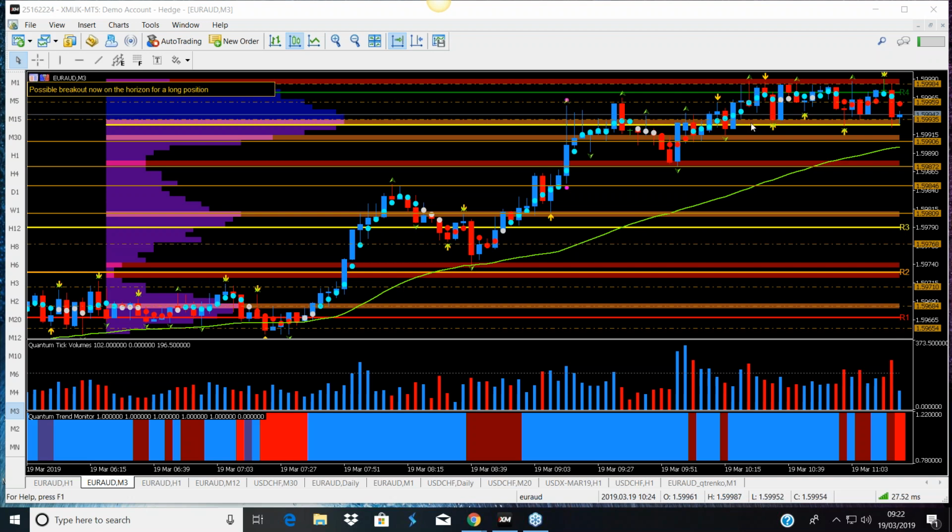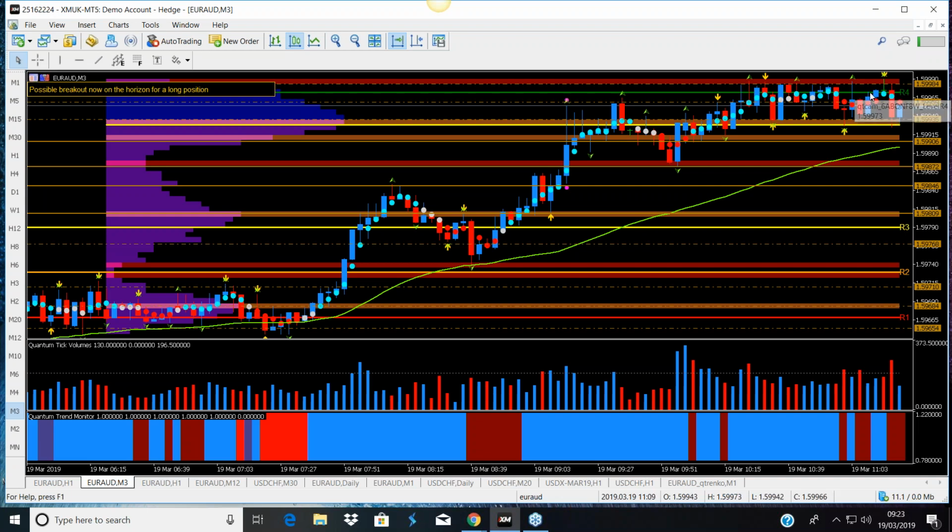But then it ran into the volume point of control. It also coincided with the euro looking to be overbought on the CSI. But what is also interesting is this level here, which is the R4, which is at roughly 1.5997. And you can see the multiple times that it has attempted to go through this level, as I said, corresponding with the overbought that we can see on the CSI.